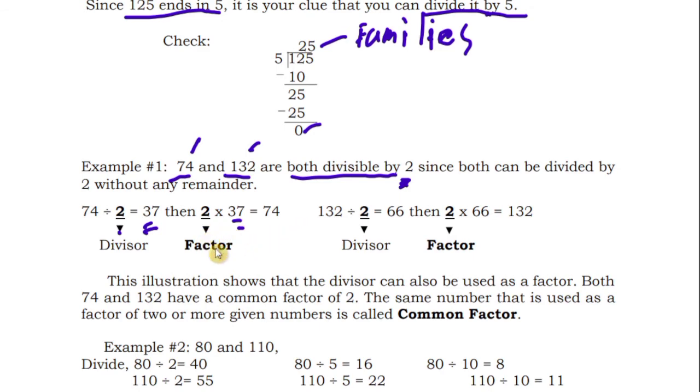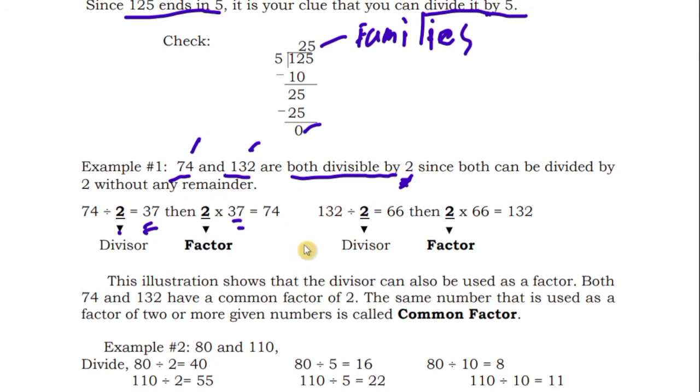But in here, we have just the number 2, because it explains that 74 is really divisible by 2, since 2 times 37 is 74.